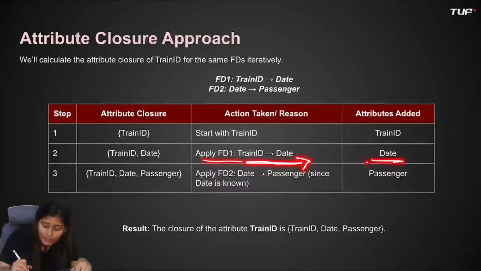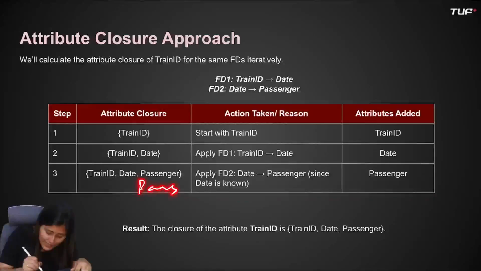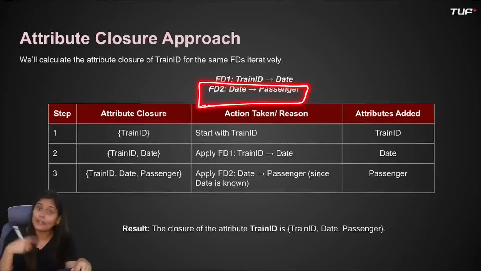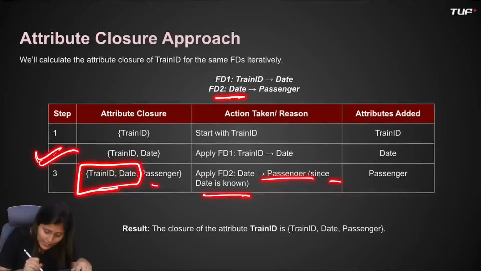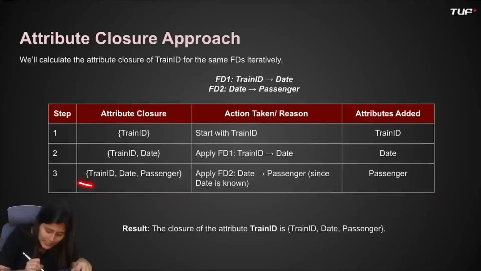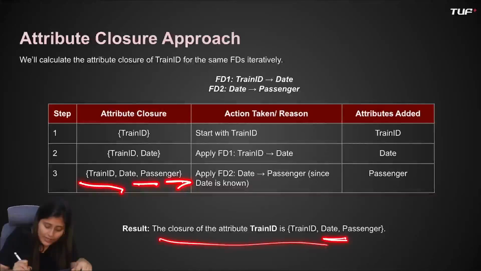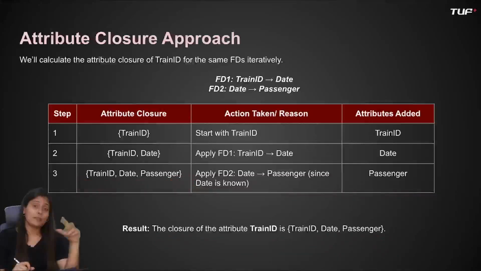So we can say that train ID will find date. Now we have date, so we can say train ID and date are related. Now we will add passenger here, and we'll check if date or train ID or passenger have some relation. From functional dependency 2, we can say yes, date can determine passenger. Since date is already known to us from the second step, we can find the passenger with the second one, and we will say yes. Now the closure will be train ID, date, and passenger, and in this way we can find the closure of the functional dependency with the attribute closure approach, where we are not following any inference rules.